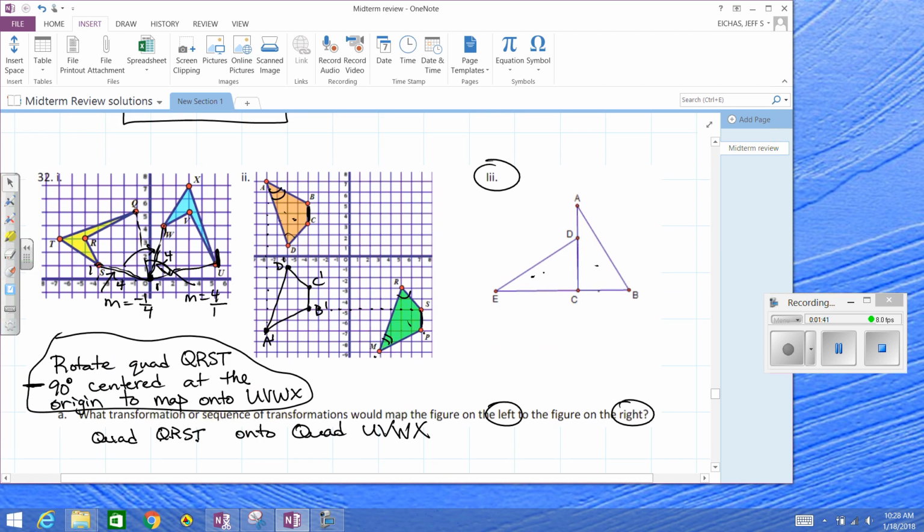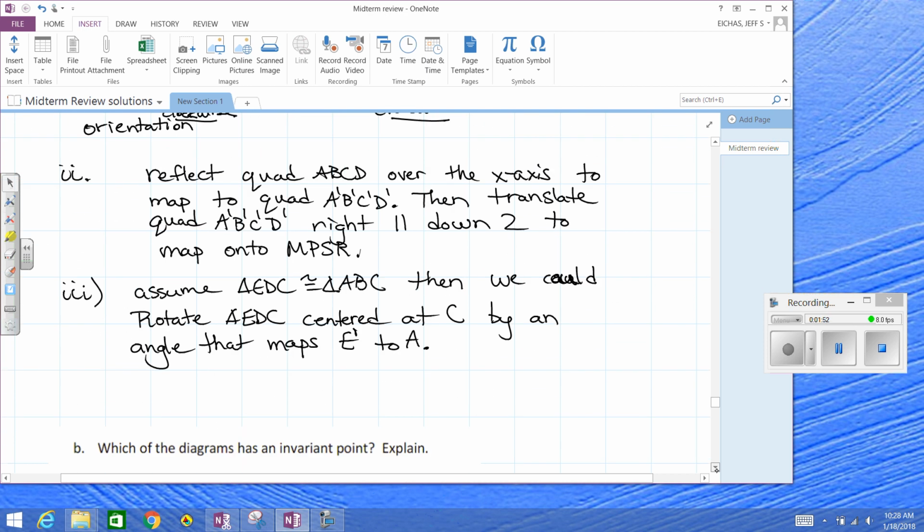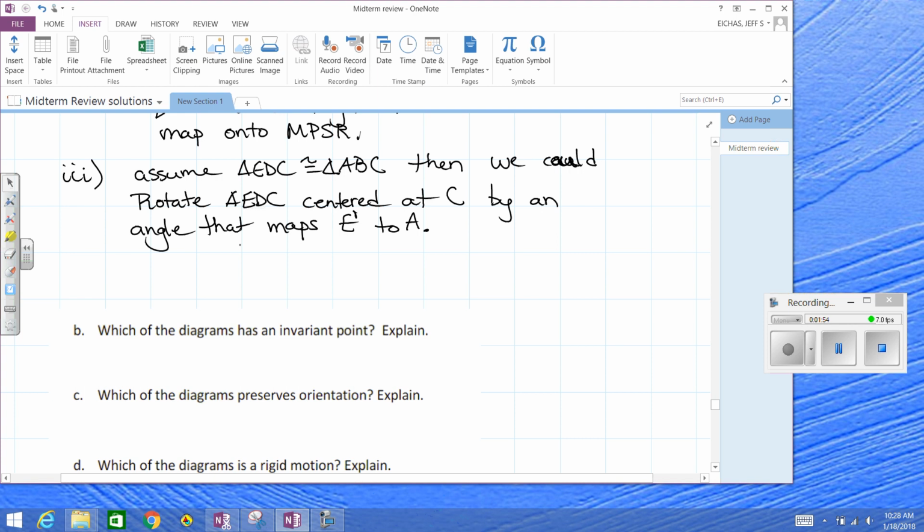Again, would your teacher accept 90 degrees? Probably, especially if that is a right angle. Then we know it's going to work. Okay? So I just leave the angle to this because I should.